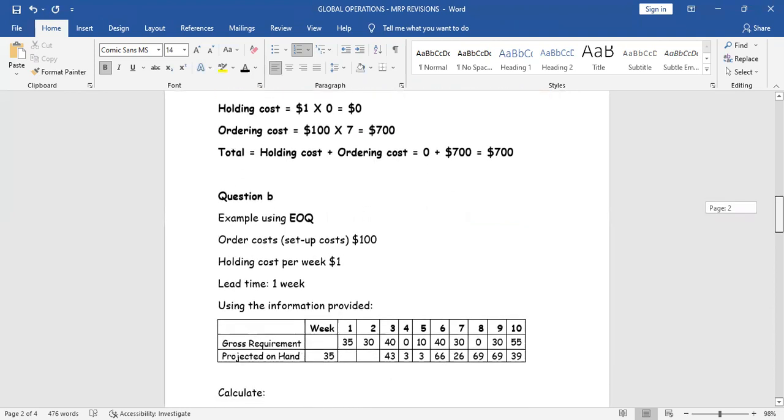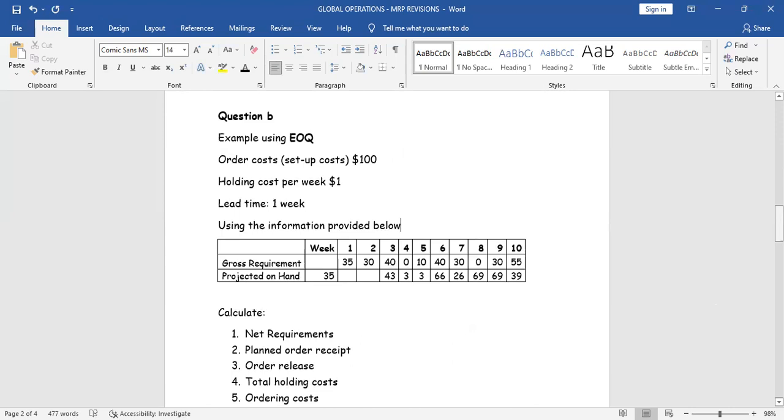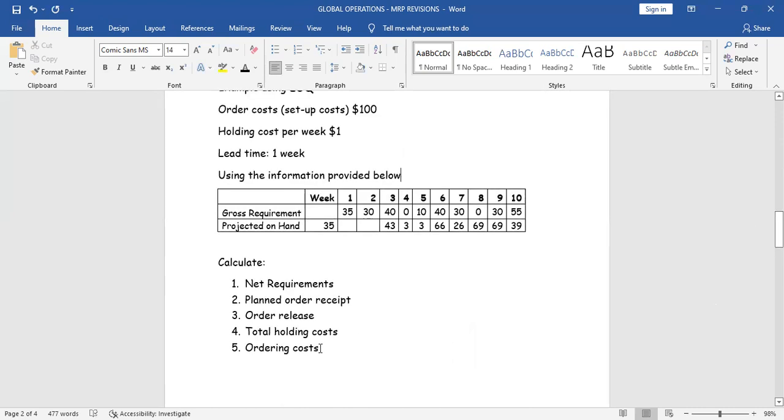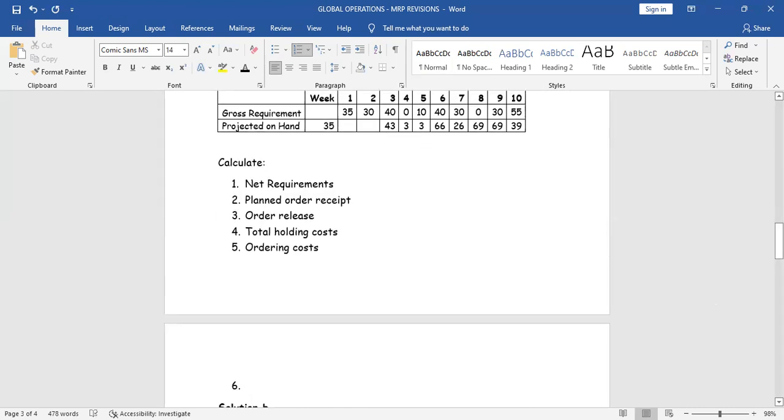Question B, example using EOQ. Order cost still remains to be $100. Holding cost per week is $1, and the lead time has been maintained at 1 week. Using the information provided below here, calculate the net requirement, planned order receipt, order release, total holding cost, ordering cost, and perhaps total inventory cost. Total inventory cost, I'll need it.